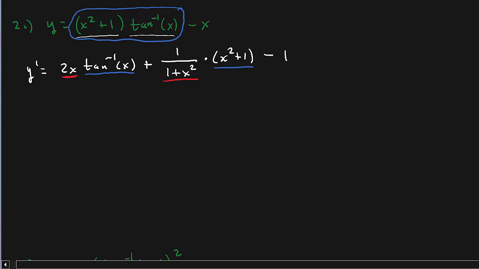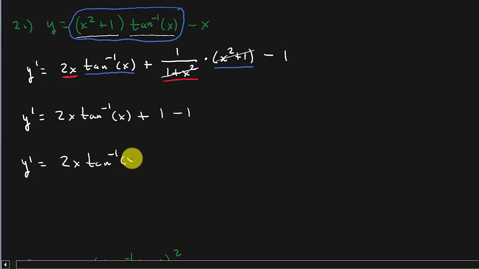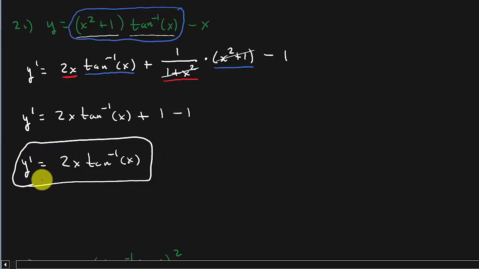All right, so now let's simplify it. So we get y prime is 2x times inverse tan of x plus, oh, look at that, x squared plus 1 over x squared plus 1, that cancels out. That's 1 minus 1. So we get y prime is 2x times inverse tan x. And there is our answer. See, it's not bad. Not bad at all.